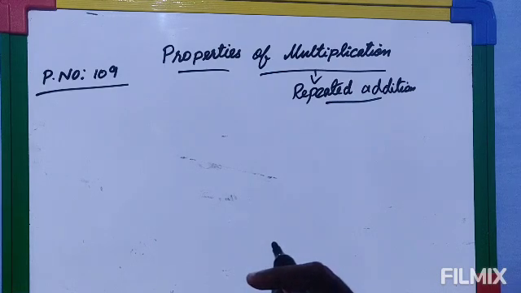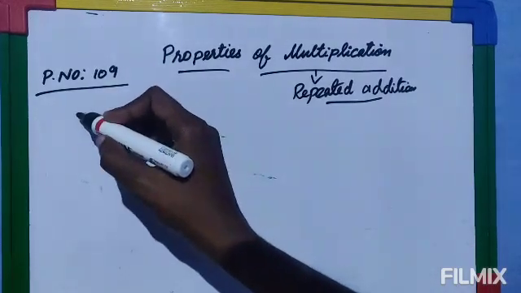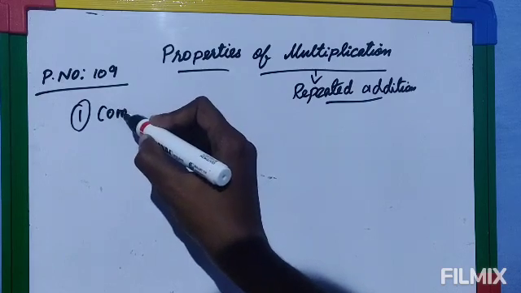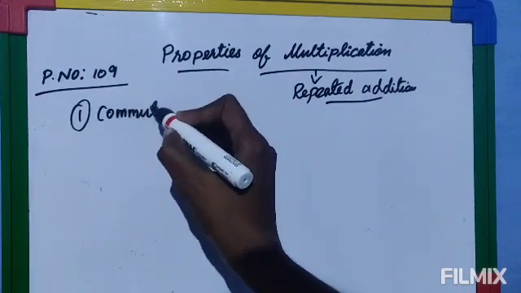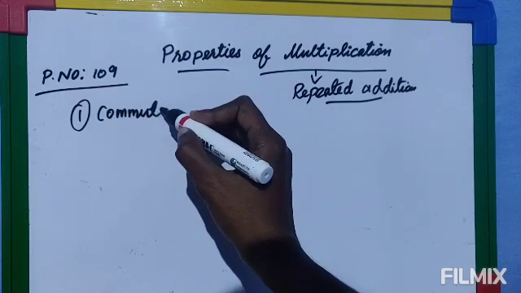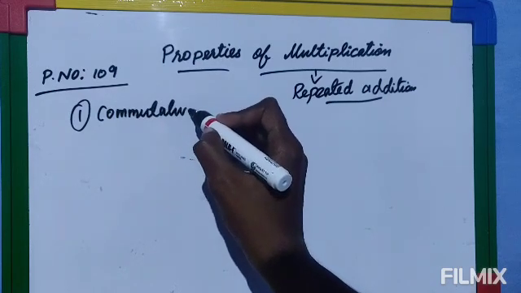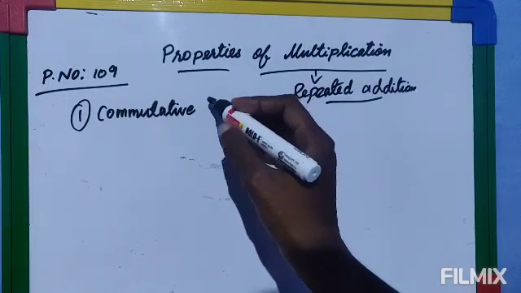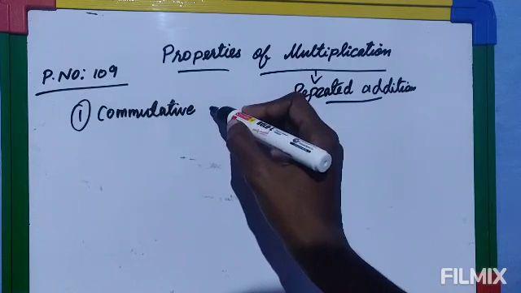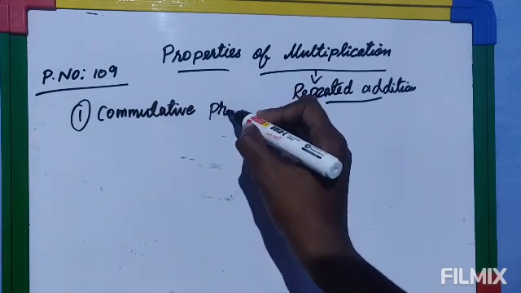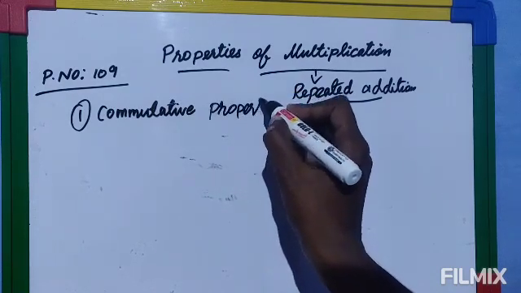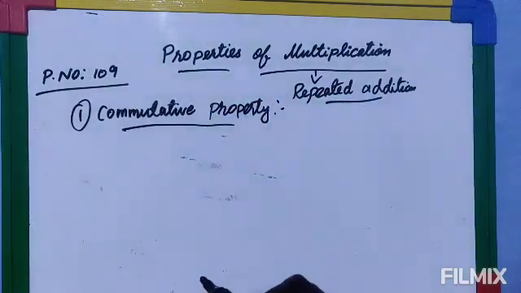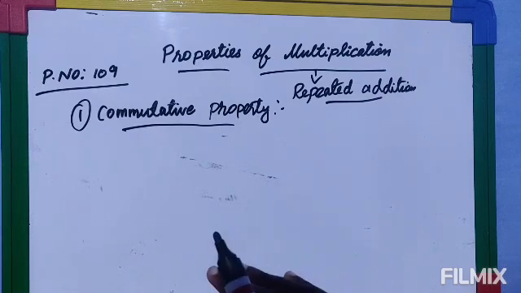Be careful, okay? So the first property, as you learned in addition, is the commutative property, and it was given in your book as order of addends. Then I told you in higher classes you will be learning its name, commutative property. So this is the same thing here. It is given directly in your book, commutative property. Commutative property means changing the order.